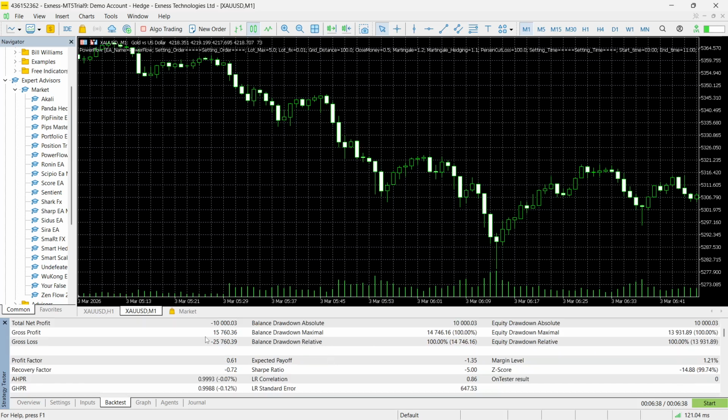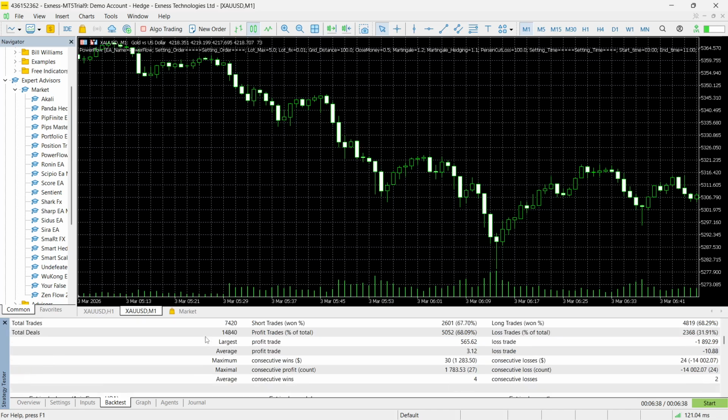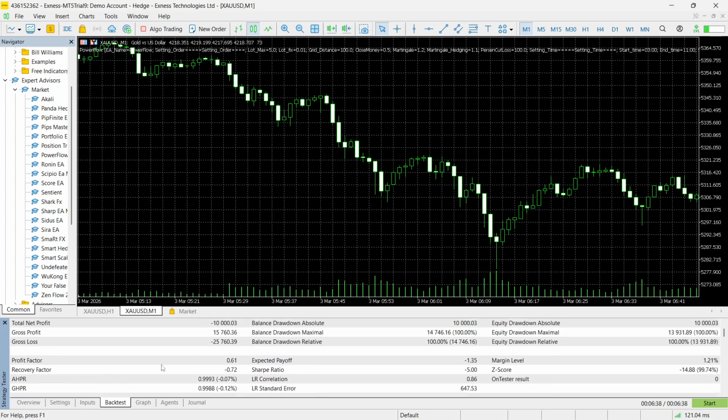So it's quite clear. And this happened over 7,420 trades. So it's quite clear how this holds up against the developer's claim. You can see it's going in opposite directions.